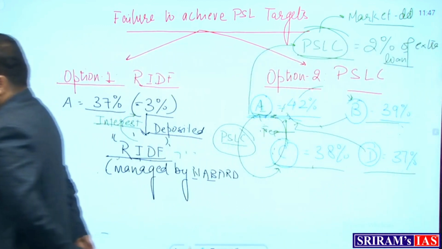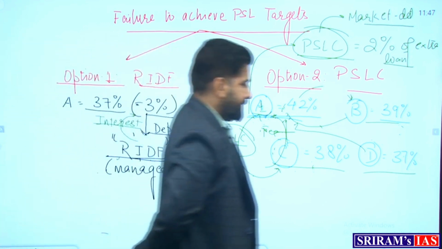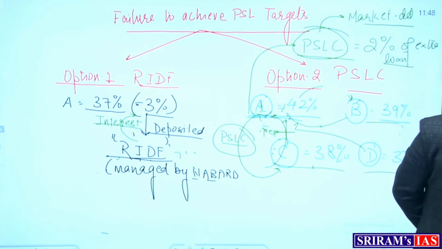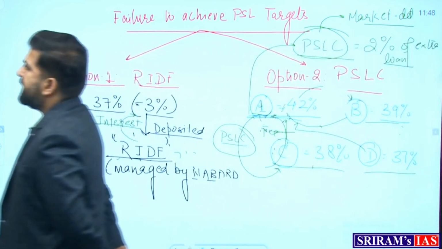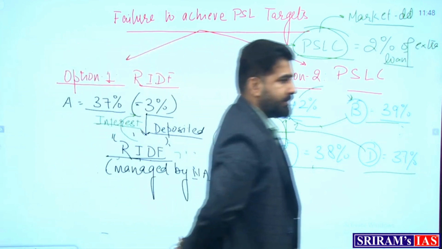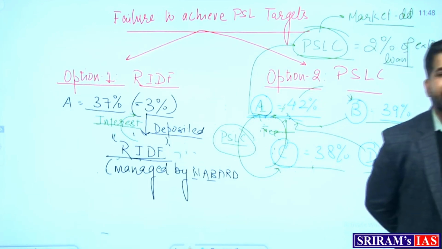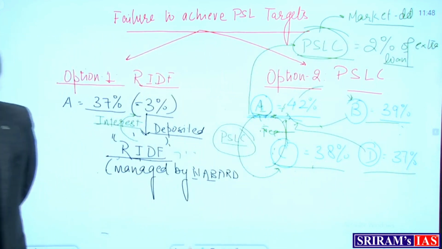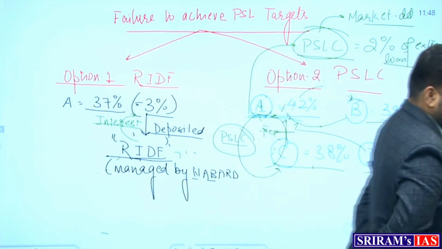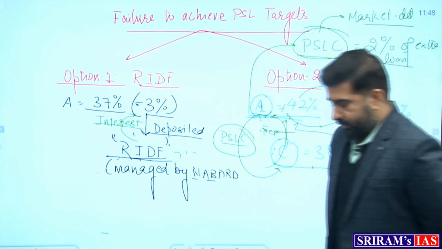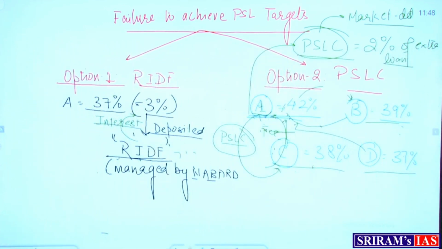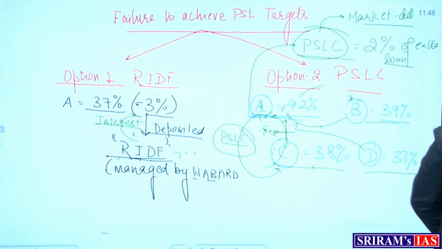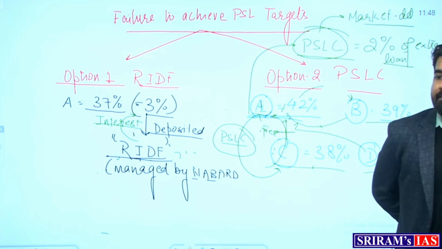PSLC is a mechanism to enable the banks to achieve the PSL targets and sub-targets by purchase of these instruments in the event of a shortfall.